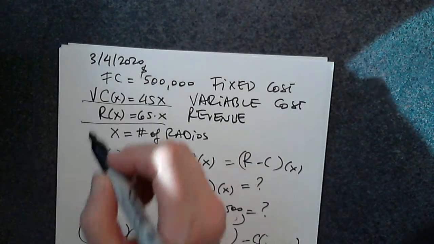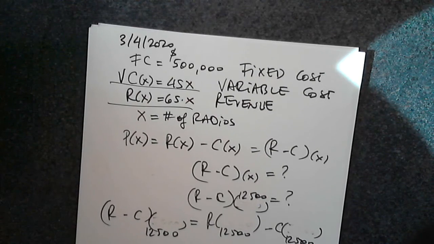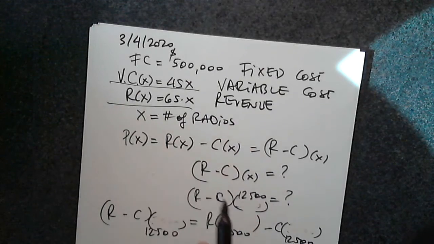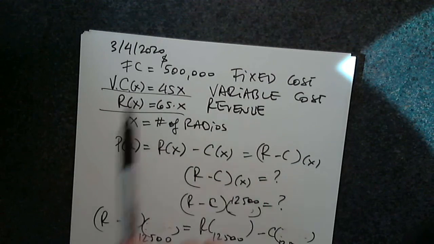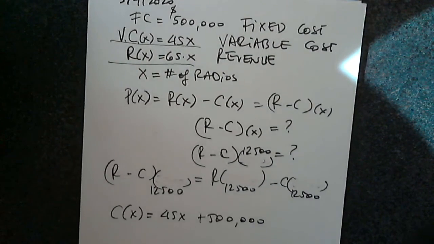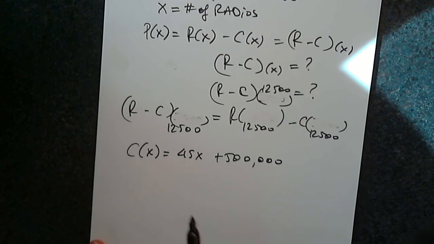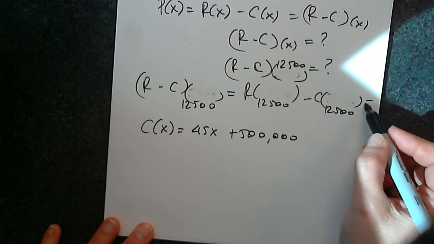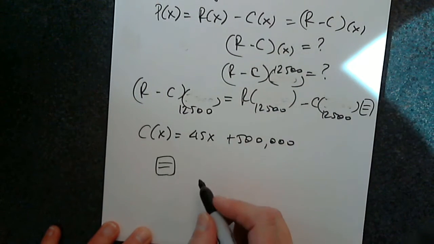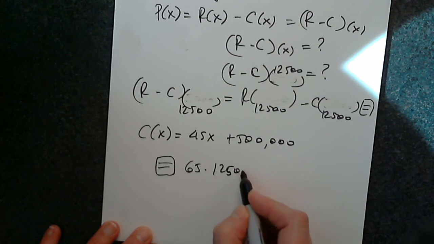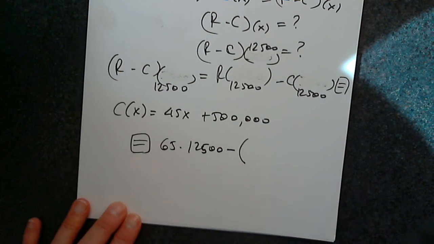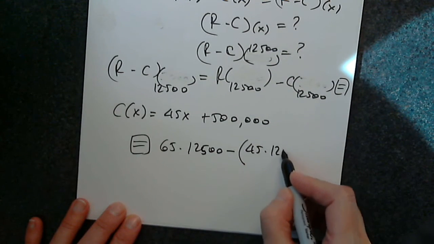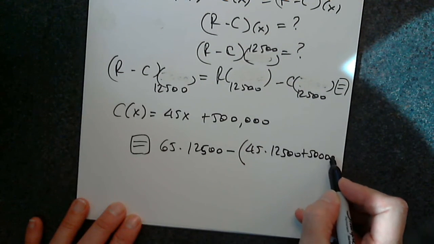So I'm going to just call this variable cost. Absolutely. So the total cost function is indeed variable cost plus fixed cost. So this is our cost. I'm going to continue from here. The revenue is 65 times 12,500 minus, in parentheses, I think it's better not to forget to distribute later. So 45 times 12,500 plus 500,000.